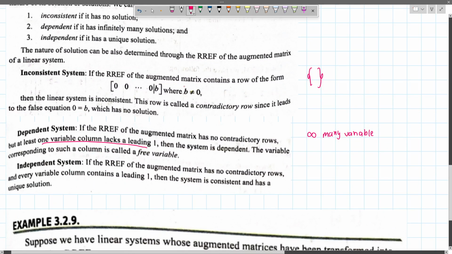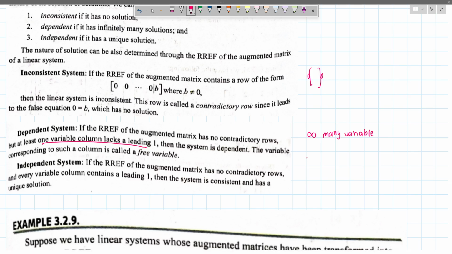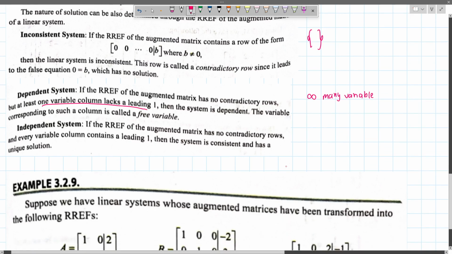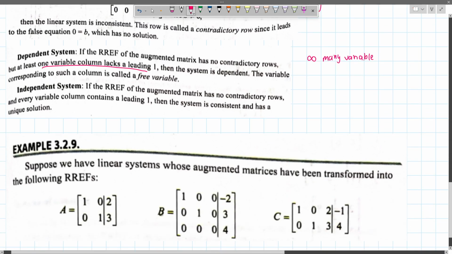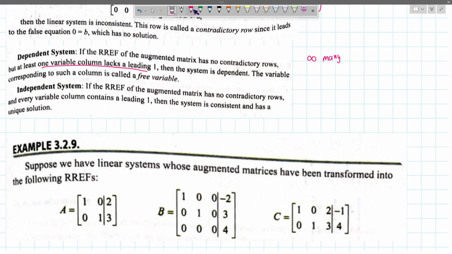And then lastly, an independent system. This is a system where we have one unique solution. We don't have any contradictory rows. Every variable column contains a leading one. Therefore, the system is consistent and has a unique solution. Oh, sorry, infinitely many solutions here. And then here we have one unique solution.